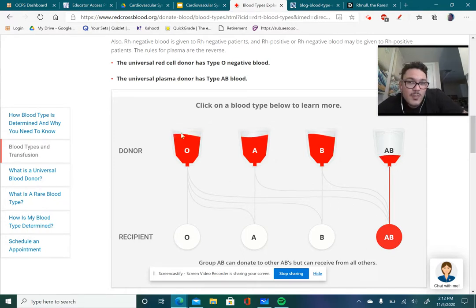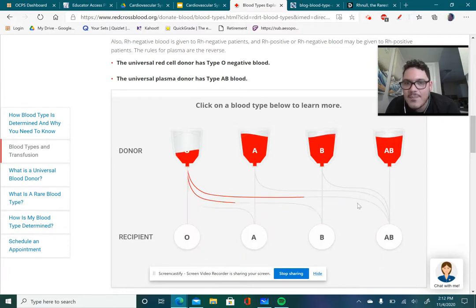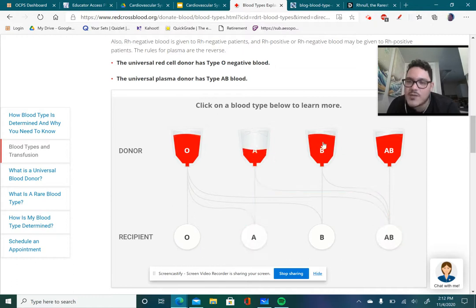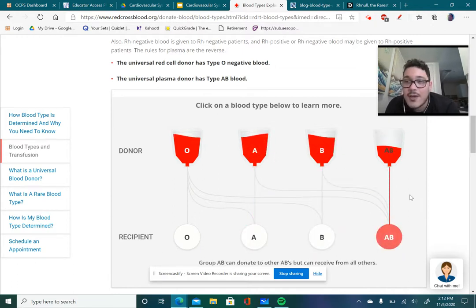But here's something interesting you may have noticed. If you're type O, and you're donating blood, you can, of course, donate to everyone. If you're type A, you can donate to A's, obviously, and ABs. If you're type B, you can donate to Bs and ABs. And then, of course, ABs can donate to ABs. So there's a term for that.